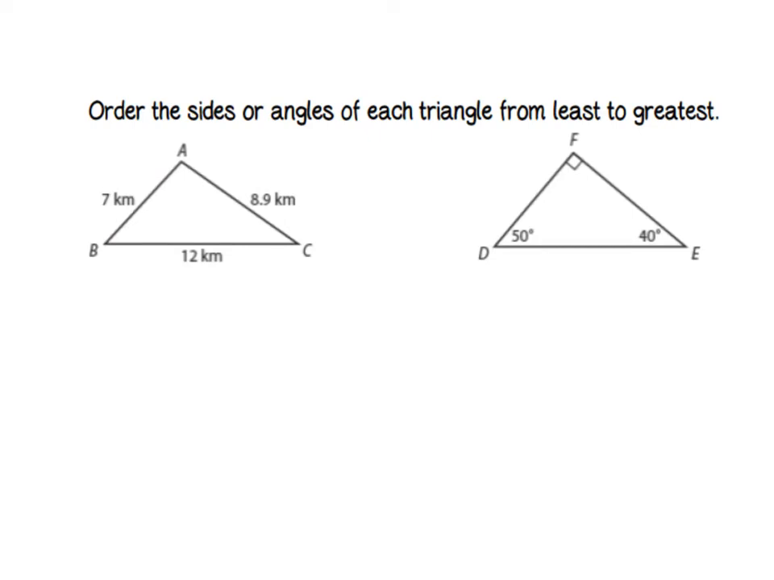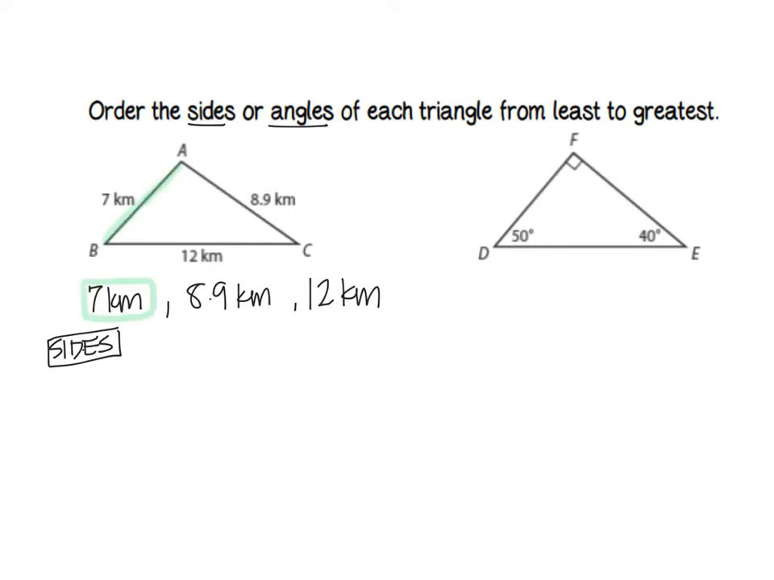All right, here we're being asked to order the sides or angles of each triangle from least to greatest. So when we do that, we can look at our numbers of these sides, and we can see that this is the smallest number, this is the next smallest, and this is the largest, so we're going to write it down. So there I have it listed, but that's not the answer. It's asking us to do it by sides or by angles. So the first thing I'm going to do is note the sides. The 7 kilometers is being noted by green, the 8.9 is being noted by purple, and then the 12 kilometers I will highlight in blue.